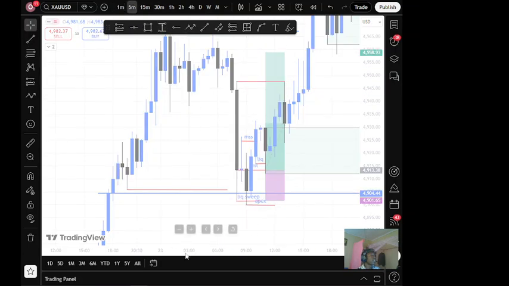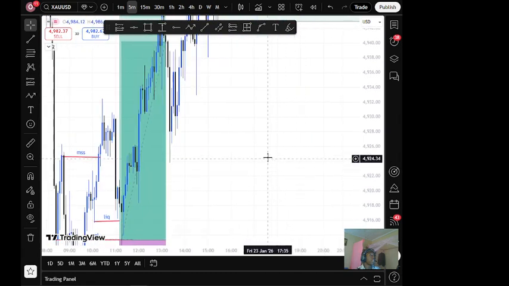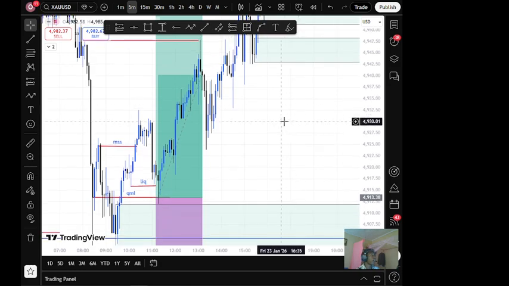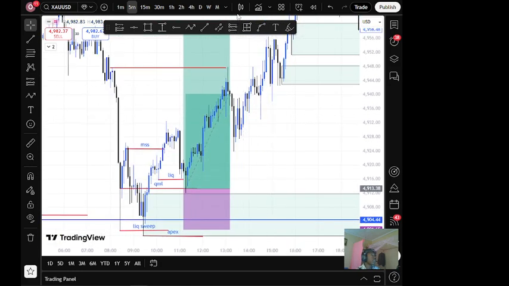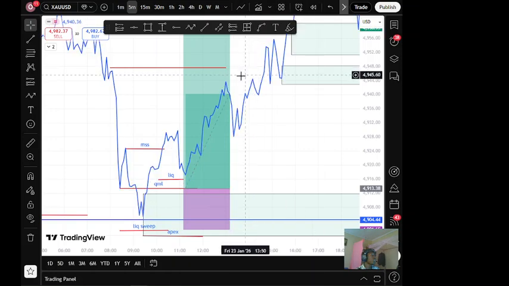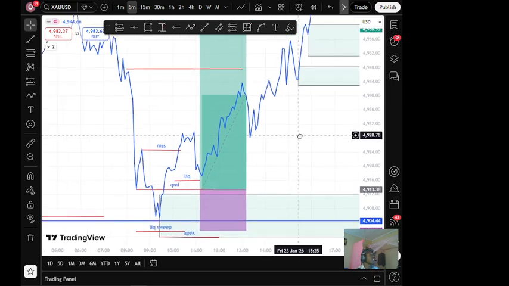Yeah, that's how I managed to take 3RR. So if you switch to the line chart, it will show you all the progress. You see the change of character, the retracement of the super liquidity, and the trend to the upside.